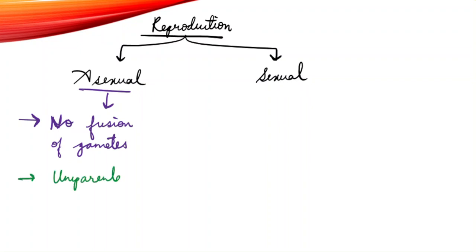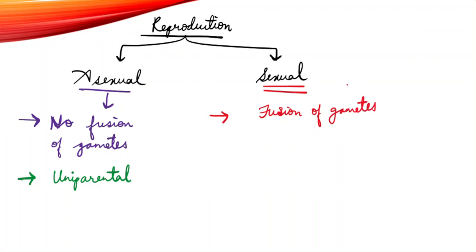I'm taking it like a revision, because this is not the main topic of discussion. It is just given a paragraph in your book, so I'm not taking it into details. Here in sexual reproduction, there is fusion of gametes.